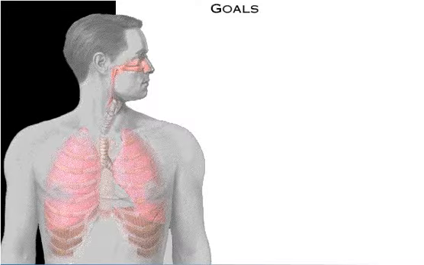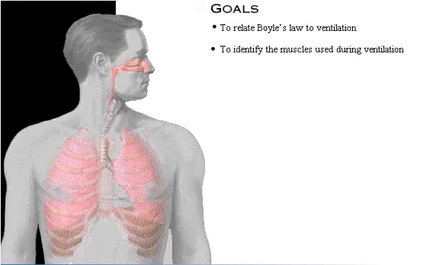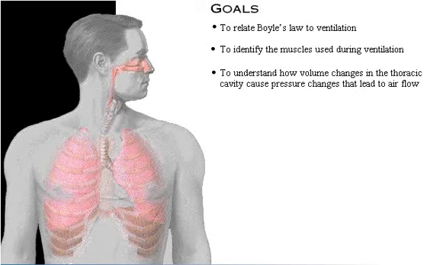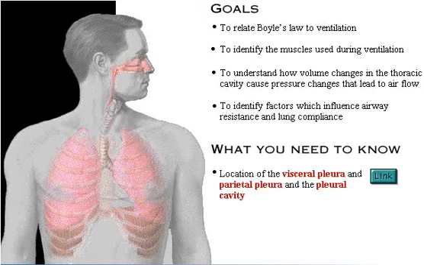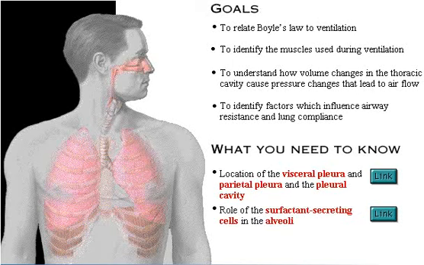Your goals for learning are to relate Boyle's law to ventilation, to identify the muscles used during ventilation, to understand how volume changes in the thoracic cavity cause pressure changes that lead to airflow, and to identify factors which influence airway resistance and lung compliance. Here's what you need to know: the location of the visceral and parietal pleurae and the pleural cavity, and the role of the surfactant secreting cells in the alveoli.